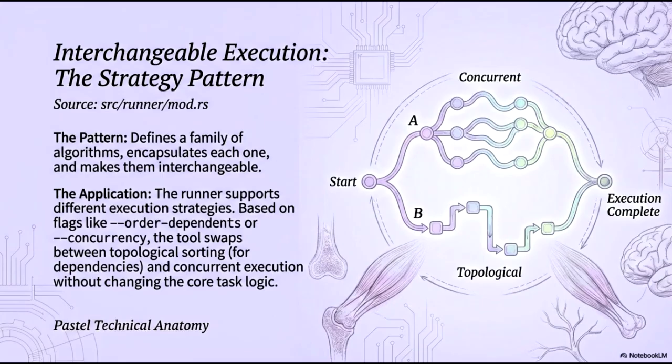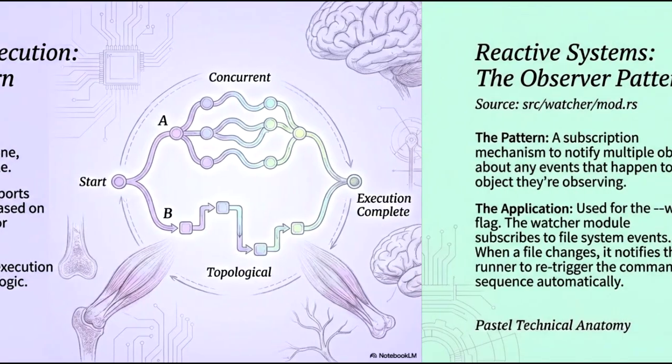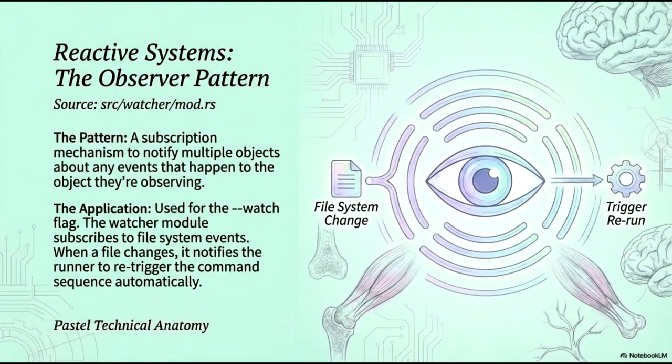Starting from a single point, the system can diverge into path A for concurrent processing or path B for topological ordering. Crucially, the core task logic remains consistent across both strategies, with both paths eventually converging at the execution complete stage. This architecture ensures that the execution engine remains highly flexible and modular without requiring changes to the underlying tasks being performed.